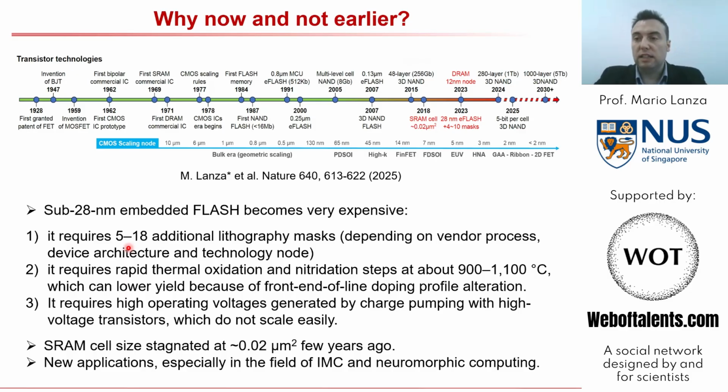On the other hand, in the field of SRAM, we have observed a stagnation of the minimum size that has been achieved at around 0.02 micrometers squared. And this is also one possibility for memristors to penetrate in this market. Furthermore, there are new applications that are being proposed for memristors, not only memory, especially in the field of in-memory computing and neuromorphic computing.